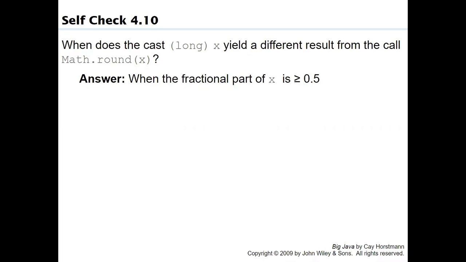And so whatever you had for x, say x was 7.6. If you cast that to a long, well, that's an integer type, so it's going to chop off that last bit and it'll just be 7. But if you have that 7.6 again and you round it, that's going to round it up to 8. So you're going to get 2 different answers.